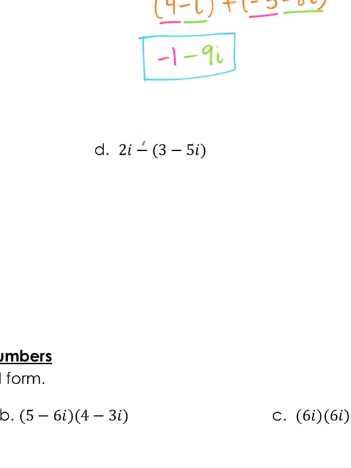All right, and once again, I'm going to go ahead and distribute the negative first. So I've got 2i plus -3, and then a negative times a negative becomes a positive, so plus 5i. I've only got one real number once again, so -3. And I have two imaginary numbers. 2i plus 5i gives me plus 7i.